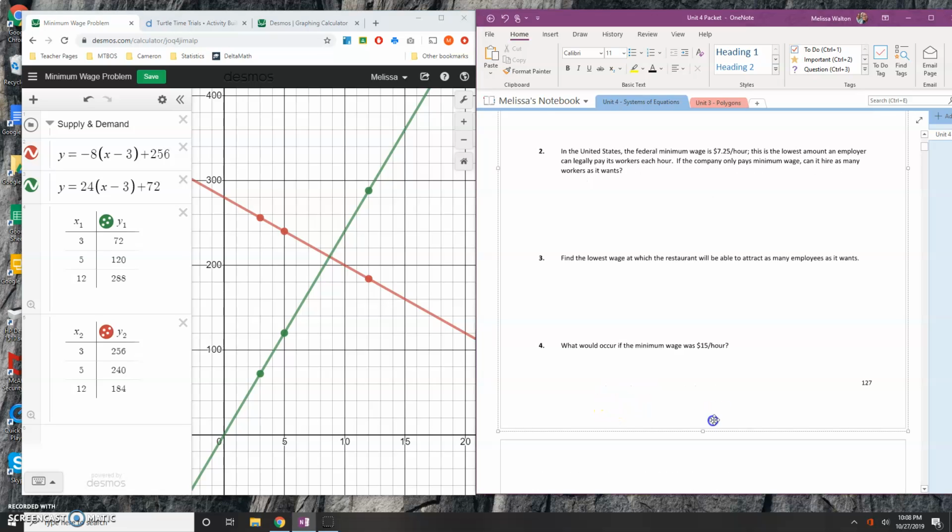Next one, what is the lowest wage at which the restaurant will be able to attract as many employees as it wants? So what is that break-even? What is the perfect wage where those two things meet? And finally, what would occur if the minimum wage was $15 an hour? There is a big push now to get the new minimum wage to $15 an hour.